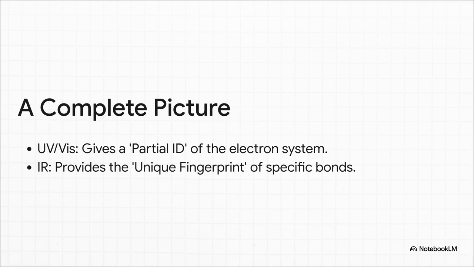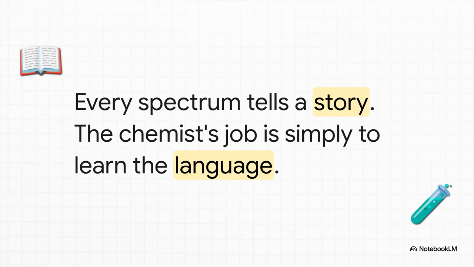It tells us with near certainty, yep, there's a carbonyl group right there, or that's definitely an OH bond. When you put them together, there's really no room left for doubt. You see, in the end, all these squiggly lines on a chart, they aren't just random data. Every single spectrum tells a story. It's a story about a molecule's structure, its bonds, its entire environment. The real skill of a chemist is just learning how to read that story. It's about becoming fluent in the language of the molecules themselves.